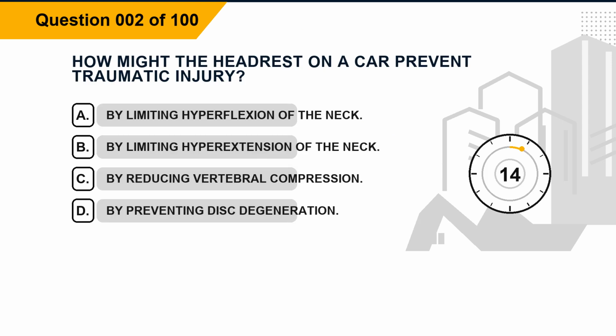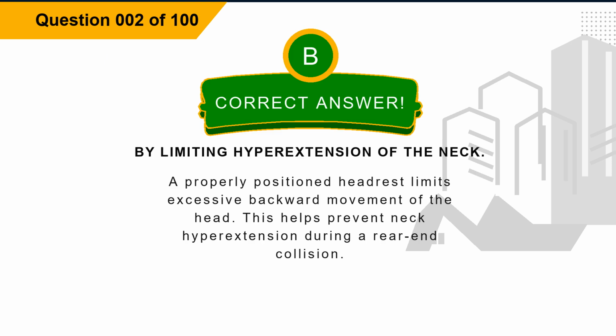Question 2. How might the headrest on a car prevent traumatic injury? Option A, by limiting hyperflexion of the neck. Option B, by limiting hyperextension of the neck. Option C, by reducing vertebral compression. Option D, by preventing disc degeneration. The correct answer is option B, by limiting hyperextension of the neck.